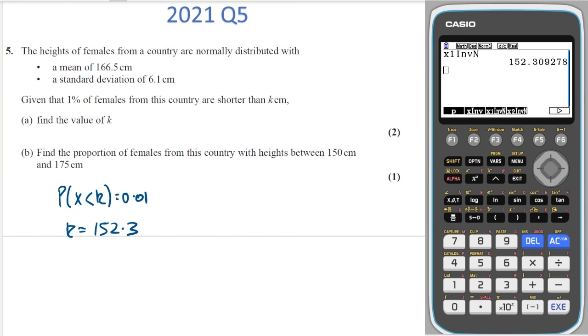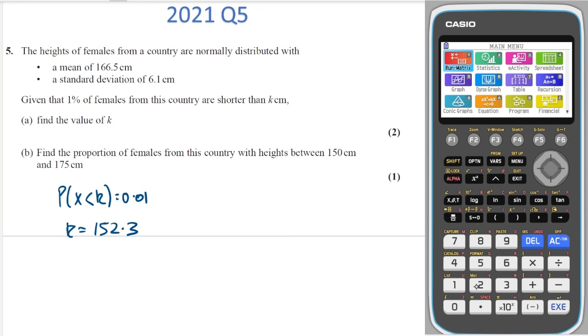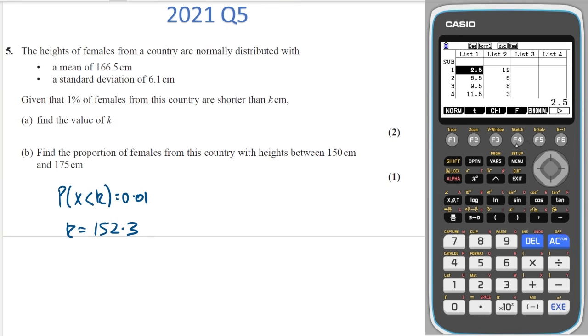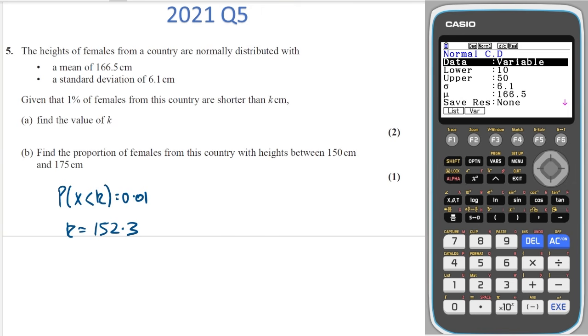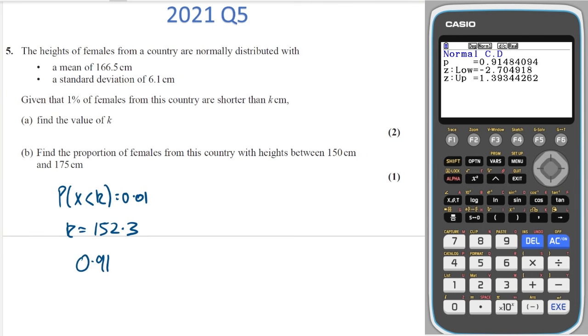Okay, next, finding values with the normal distribution. Again, you can go to statistics mode, go to distribution, normal, and you can click CD, and here you want your values to be in between 150 and 175 with that standard deviation and that mean, and that gives you a probability of 0.9148.